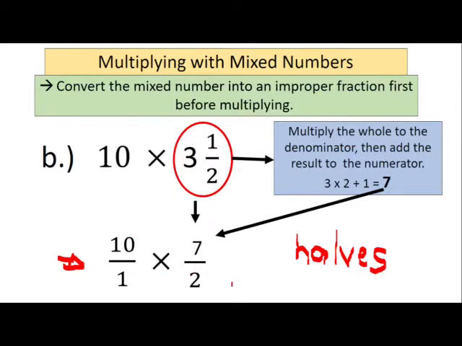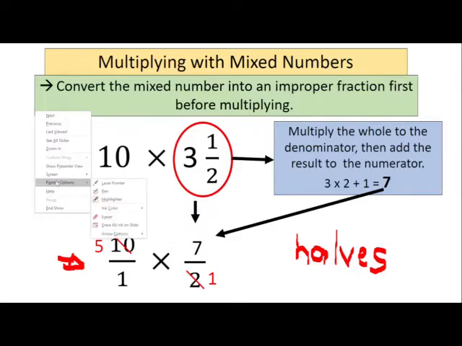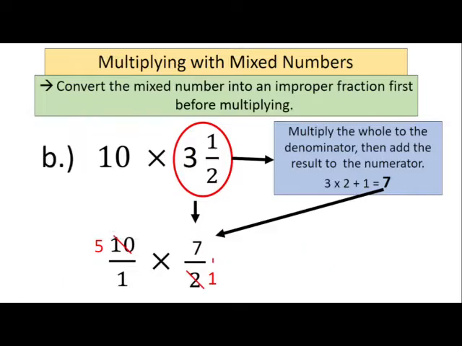10 and 2, right? We can divide both of them by 2. 10 is just going to be 5 and 2 is just going to be 1. Now, after that, you check again if there are still numbers that we can simplify. One must be a numerator and the other must be a denominator. I think wala na. Tama ba?